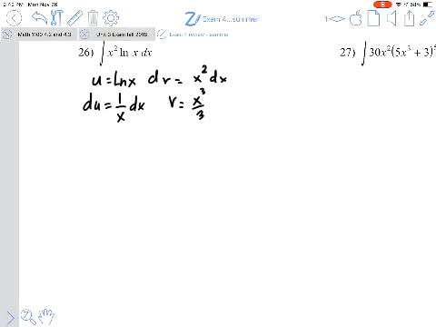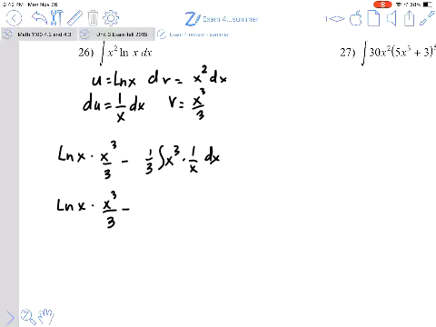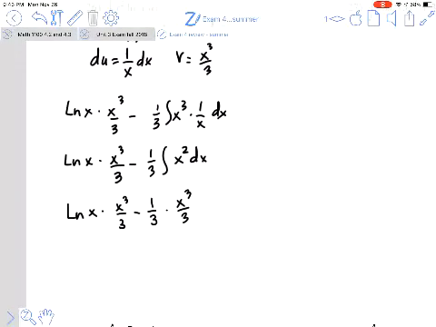So now we use the integration by parts formula, which is u times v minus the integral of v, and v is x cubed over 3, or 1/3 x cubed. So there's v times du. So that's natural log of x. x cubed times 1 over x is x cubed over x, or x squared. And then the antiderivative of x squared is x cubed over 3. So we have natural log of x times x cubed over 3 minus x cubed over 9 plus c.